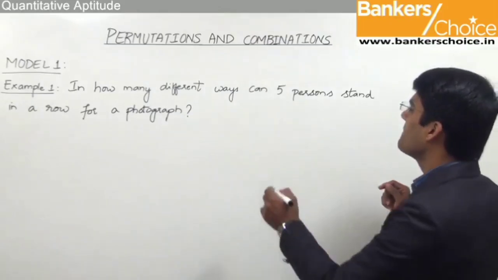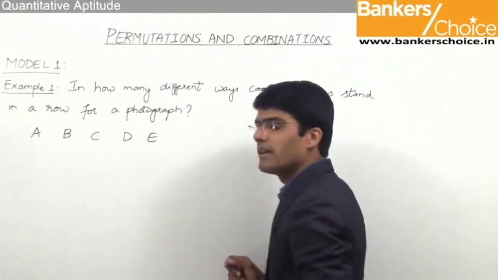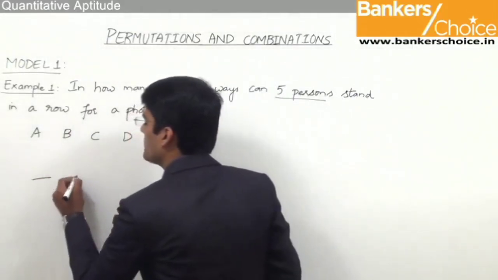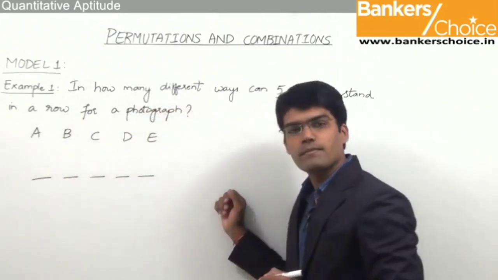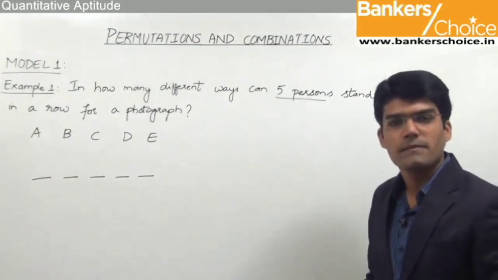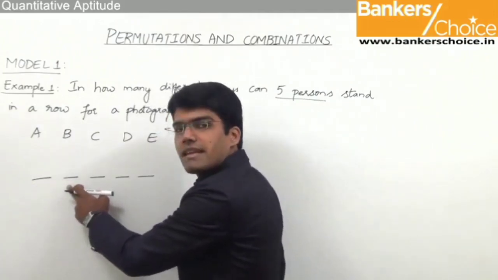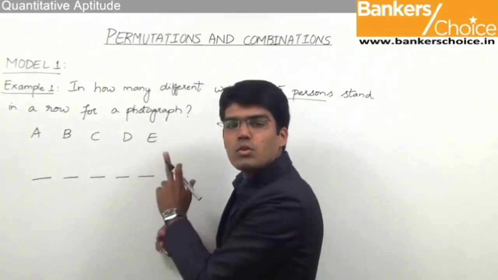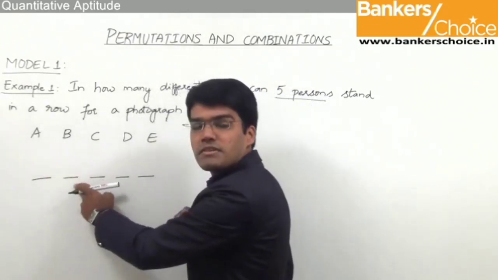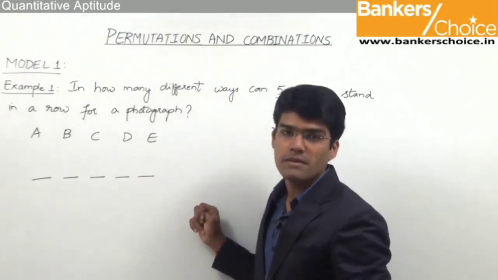Now as you can see, there are 5 persons here. Let's say the 5 persons are A, B, C, D and E. And these 5 persons have to stand in a row or in a straight line. So let's say these are the 5 positions, 1, 2, 3, 4 and 5. Now in how many different ways can these persons stand in a row for a photograph is the question. If the first position is taken by A, the second position is taken by B, and C, D and E follow, that is one way in which the photograph can be taken. But when the first position is taken by B and the second position is taken by A and the remaining positions are taken by C, D and E respectively, that comes out to be a second way in which the photograph can be taken.